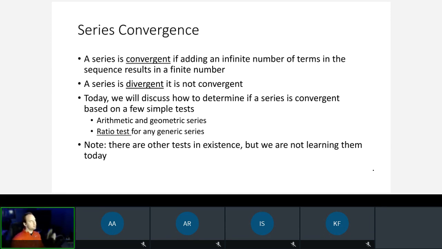This is talking about geometric and arithmetic series. Okay, we're going to discuss how to determine this. We have a simple test for arithmetic and geometric, and we also have the ratio test. And the ratio test is probably the most involved. This is where the math gets kind of tricky, and your handwriting has to be good so you can read what you're doing. And again, there's other tests, but we're not going to do those.